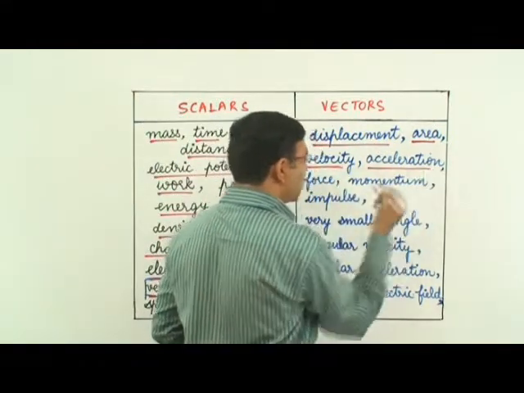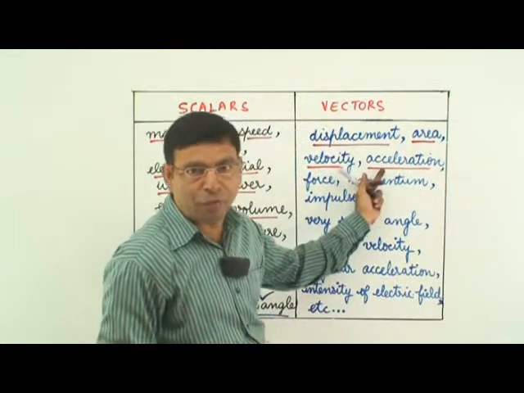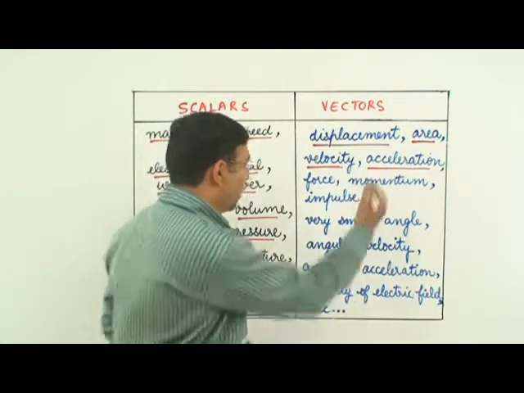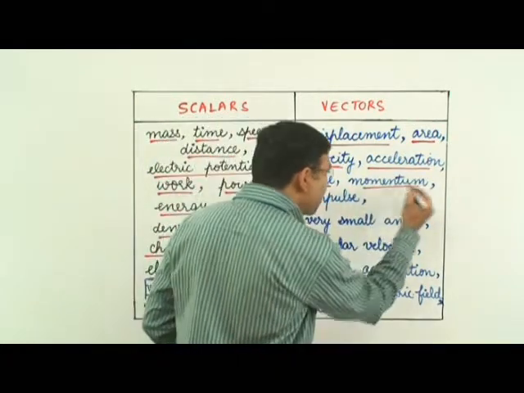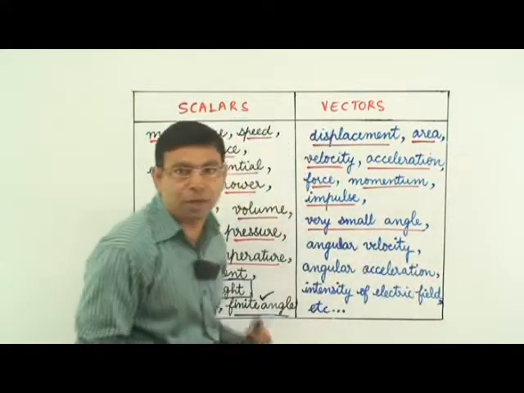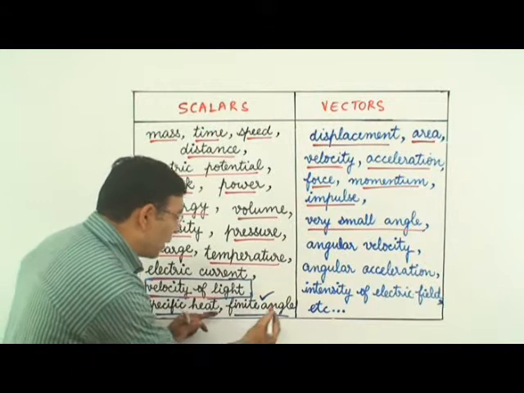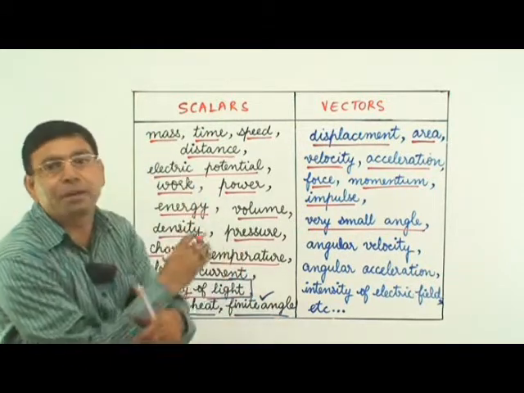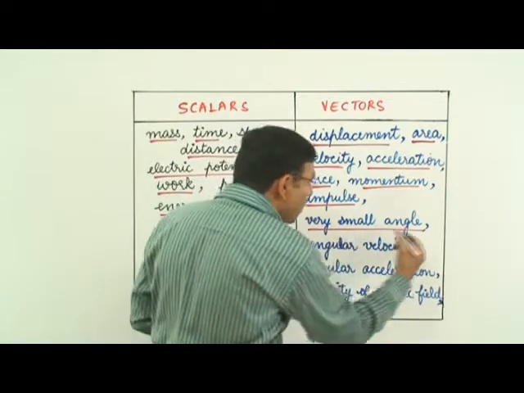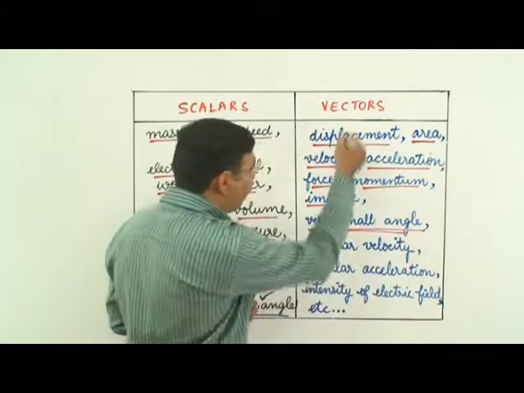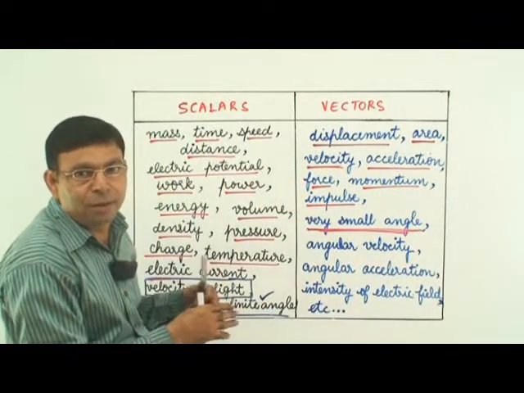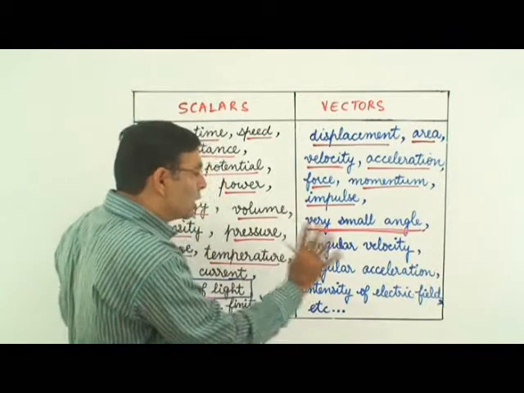Velocity, acceleration is a vector. Remember, when I say acceleration is a vector, it could be acceleration due to gravity or acceleration due to any other force is a vector. Force is vector, momentum is vector, impulse is vector, very small angle is a vector quantity. Remember, here I told finite angle or a big angle like 30 degree, 40 degree, 90 degree is a scalar quantity, whereas very small angle, negligibly small angle, that is in fact I am including in vectors. It's a vector quantity. Why this is vector and why this scalar, definitely you will learn in higher classes. As of now, I am just classifying.